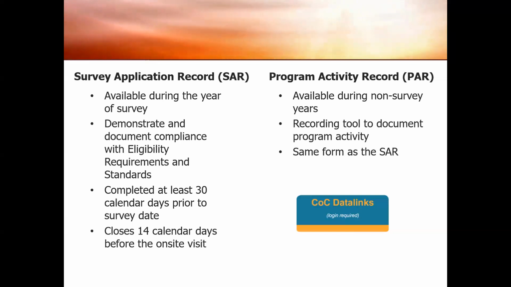The Program Activity Record, or PAR, is what the online reporting application is called during the non-survey years. So basically, the SAR and the PAR are the same application, just used at different times. The CoC can and does review a program's PAR annually to ensure that the program continues to track and document their program activities. Completion of the SAR and PAR should be a team effort of members of the Cancer Committee.